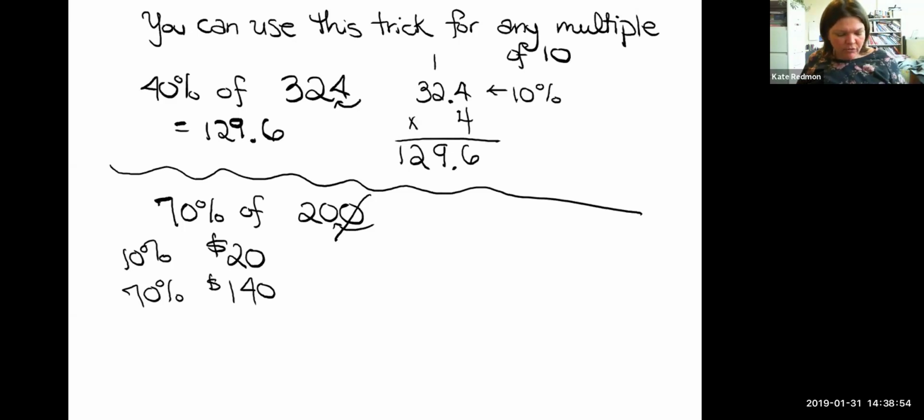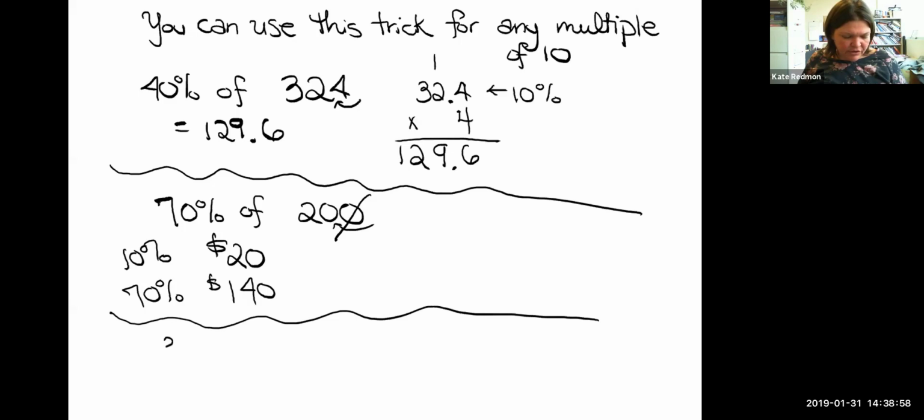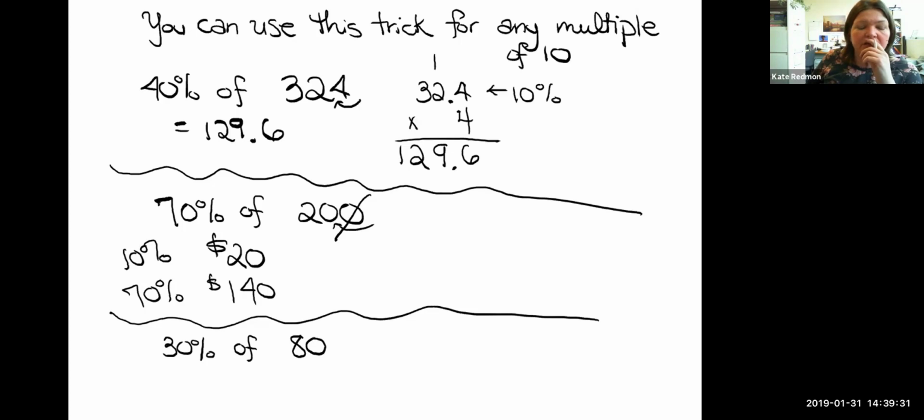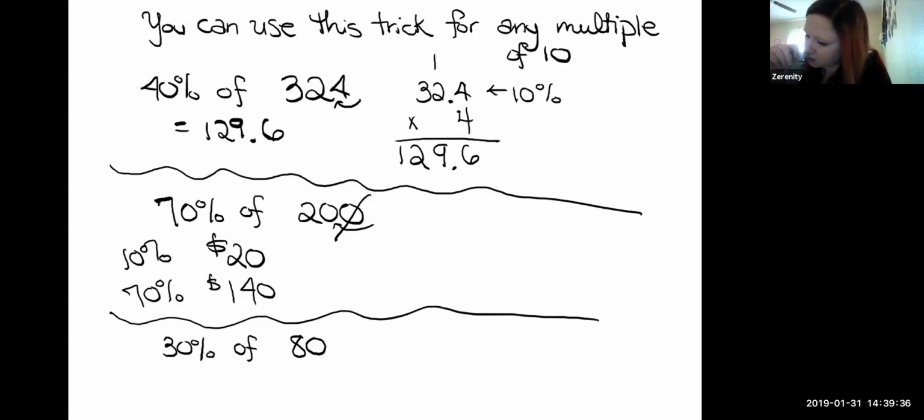So maybe we'll do one more and you guys can walk me through it. Let's do, I don't know, 30% of 80. Help me do 30% of 80 mentally, guys, using this little trick. So I just move the decimal point to the left to get my 10%. And what would 10% be then? 8.0, or just 8. Exactly. Decimals do not matter. So 10% would be $8.